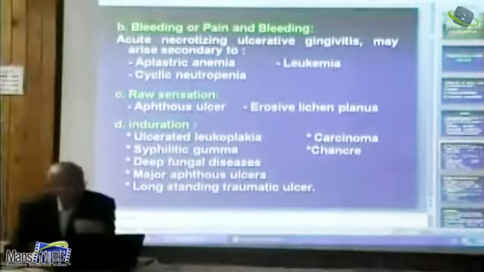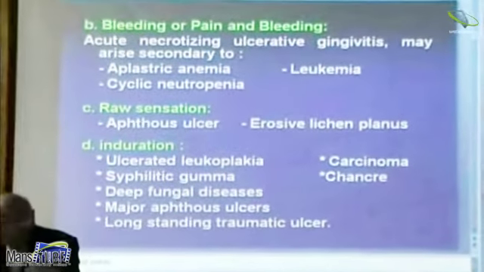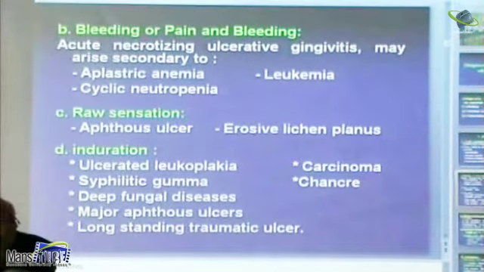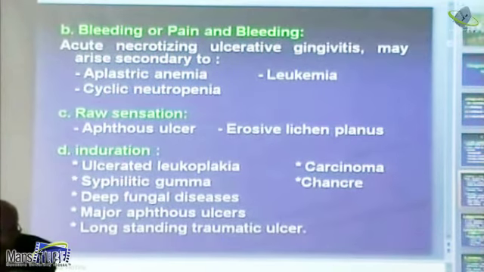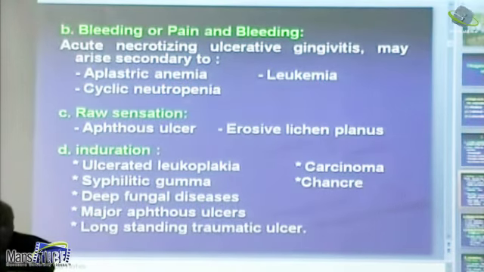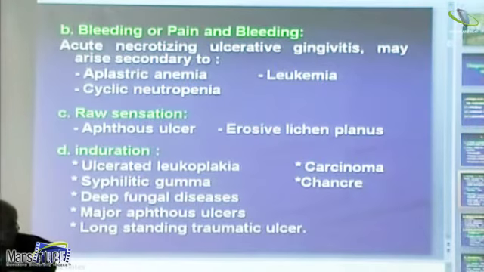It affects the marginal gingiva and the interdental papilla and is caused by fusiform bacilli and Borrelia vincentii. It's bacterial, naturally. Acute NUG may arise secondary to anemia, cyclic neutropenia, leukemia. Sometimes the patient comes and says, doctor, when I move my tongue against my cheek like this, I feel something mild. Yes, a raw sensation, such as in lichen planus and aphthous ulcer.